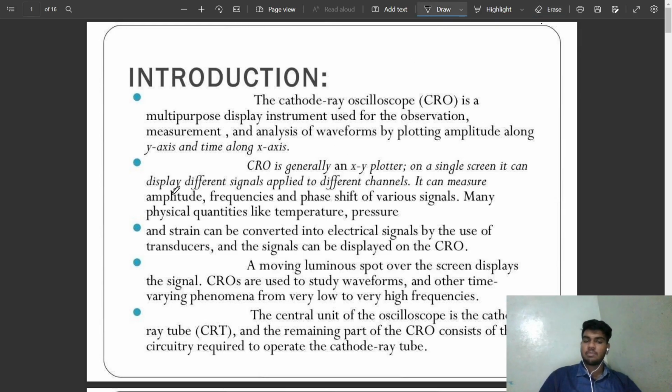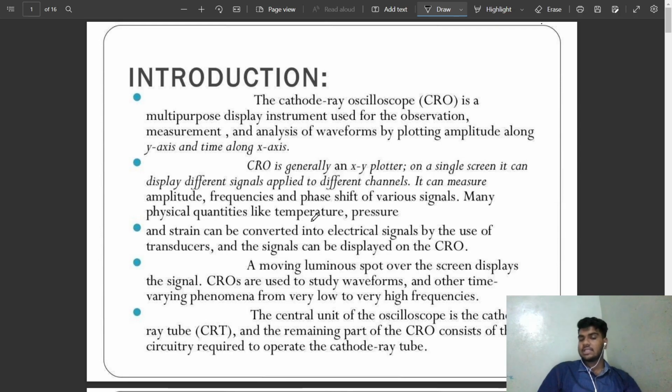So it can measure amplitude, frequencies, and phase shift of various signals. Phase shift just says that if the input angle is starting from zero, but the output is starting from some other term, like pi by 2 or pi by 4, that is the phase shift. That is the phase angle between the input and the output. And frequencies will be dependent on the inputs which we give.